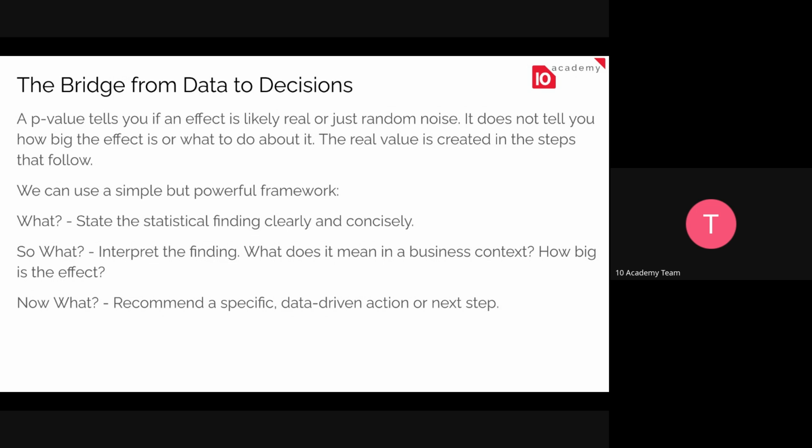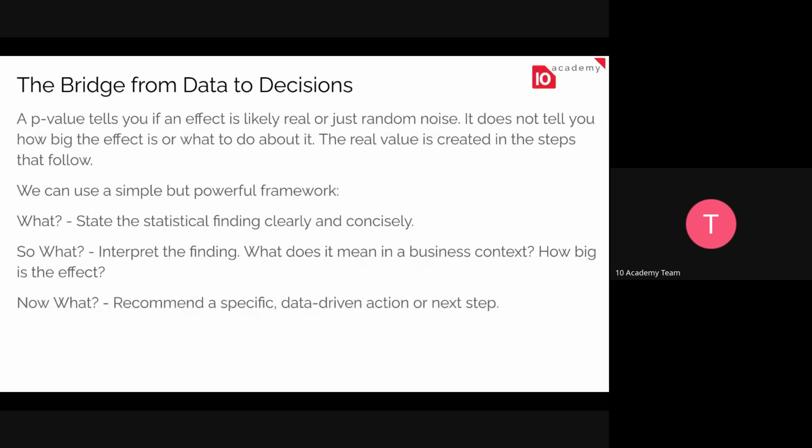So you have answered, or you have communicated your findings. So what comes next is interpreting it in the business context. You have to highlight this one. The business context is the keyword here. So you will interpret your finding with the business context.